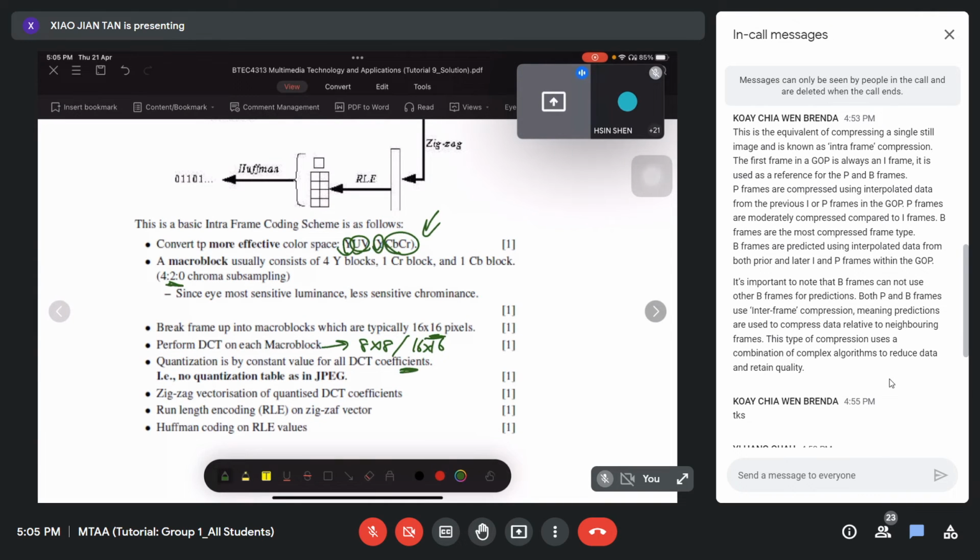No quantization table is given, as in, this is no quantization table. And then zigzag vectorization, the same thing. Again, zigzag vectorization. Make sure you don't go the other way around, please. Make sure you don't go the other way around. Please be aware of this. And then run length RLE on the zigzag vector.